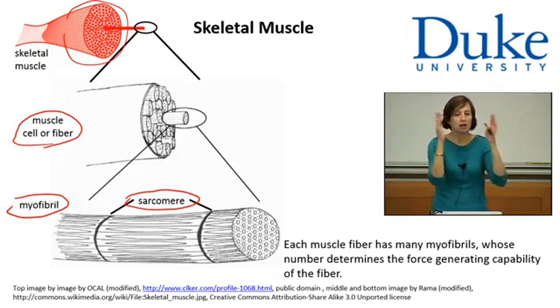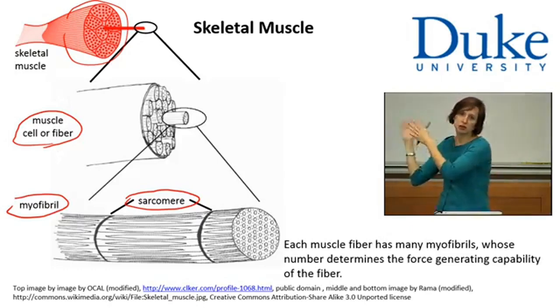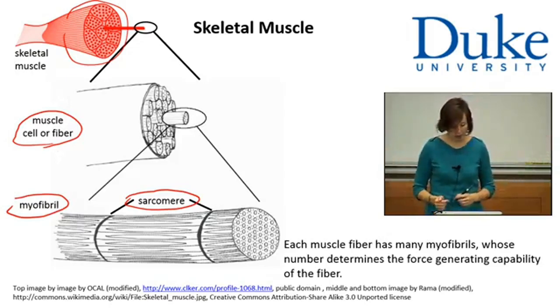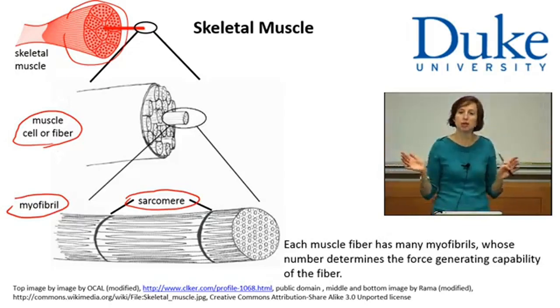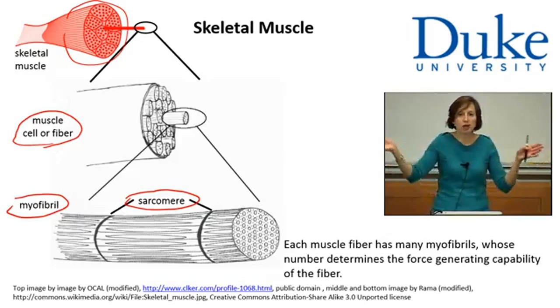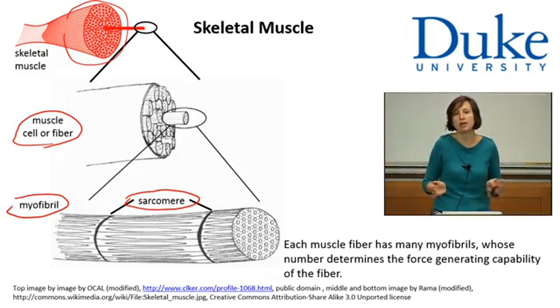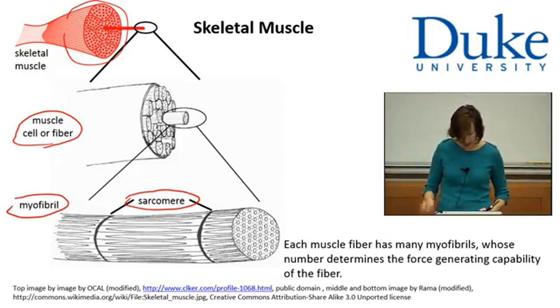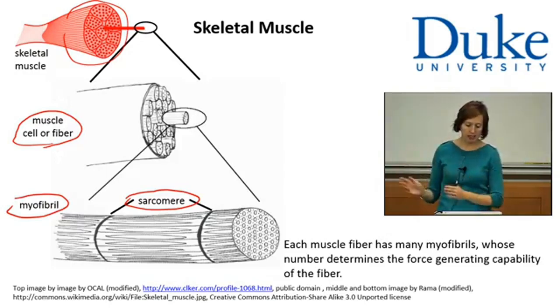There will be hundreds, if not thousands, of sarcomeres making up a single myofibril, and it's each sarcomere that is going to contract. If you've got many sarcomeres contracting at the same time, then you're going to have a shortening of the muscle, which will cause an action, which we'll be talking more about. So it's the number of myofibrils that determines the force generating capability of the fiber, and we can divide the myofibril into sarcomeres.